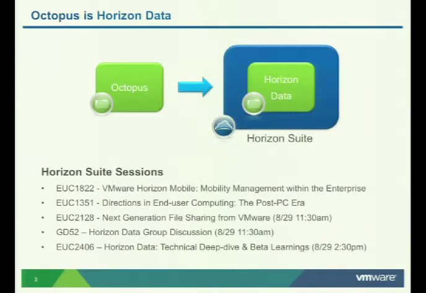Now, let's get one thing out of the way, why there are two names. The name Octopus was the original code name for the project when we started out building the product. And now that we are getting ready to make it a part of the Horizon Suite, the official name of this product becomes Horizon Data. And it's going to be the part that's responsible for data management in the entire Horizon Suite.